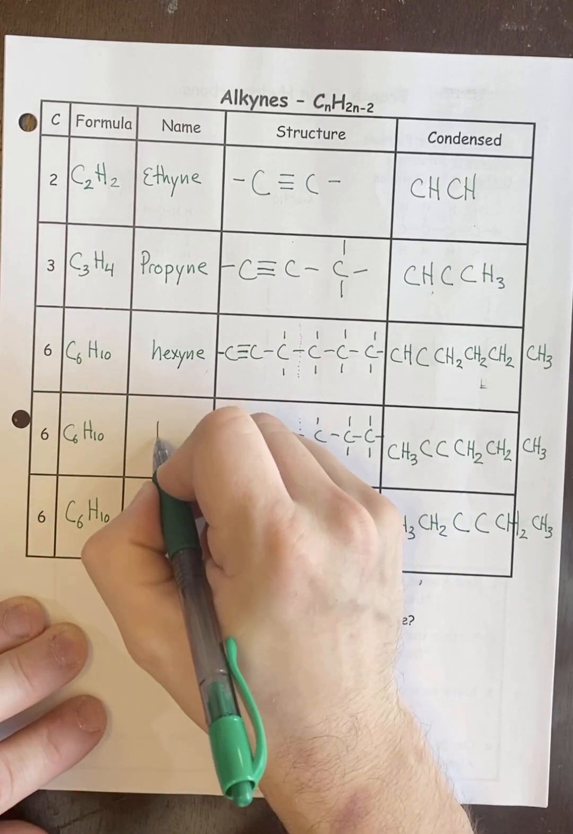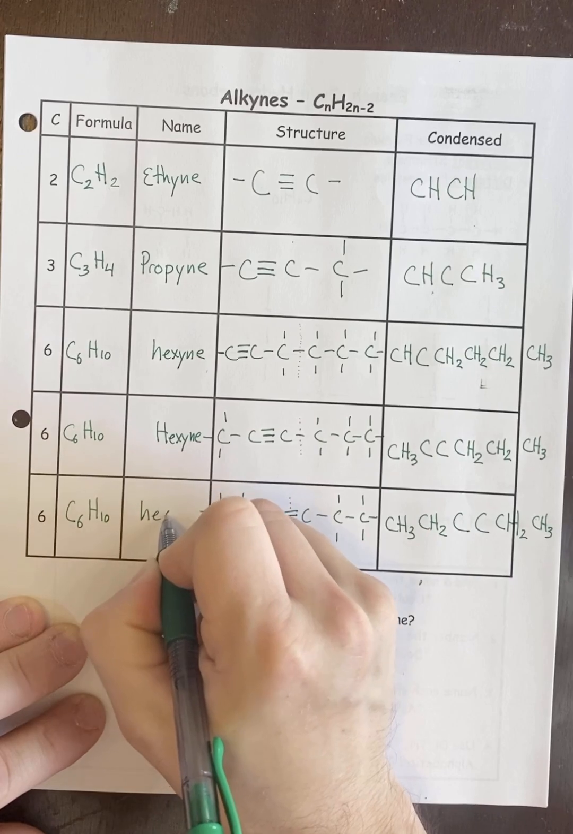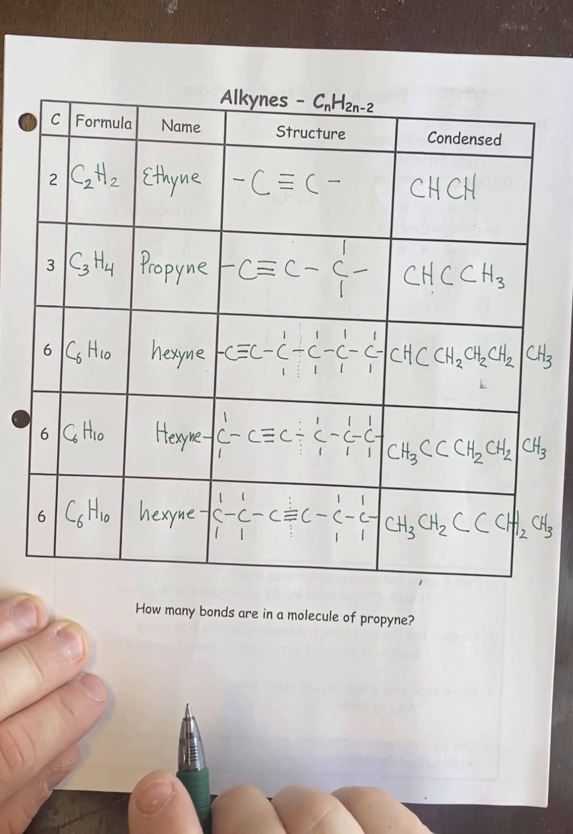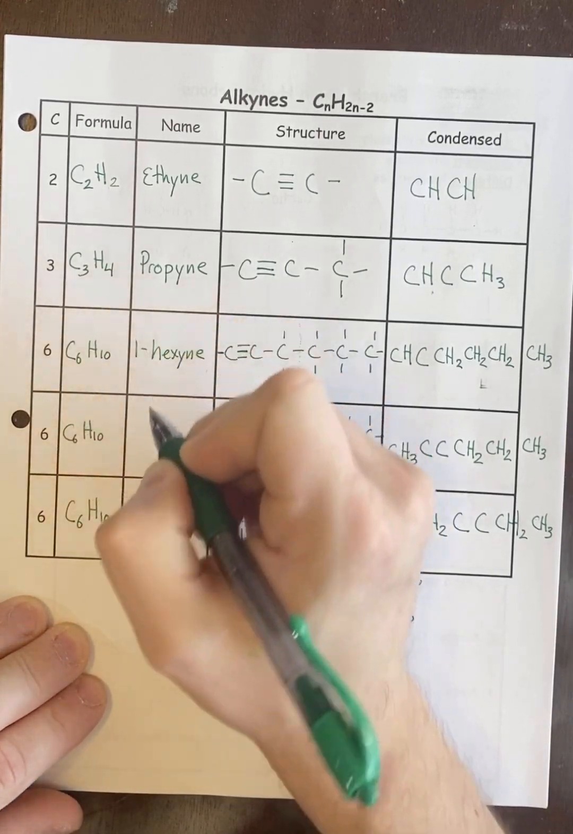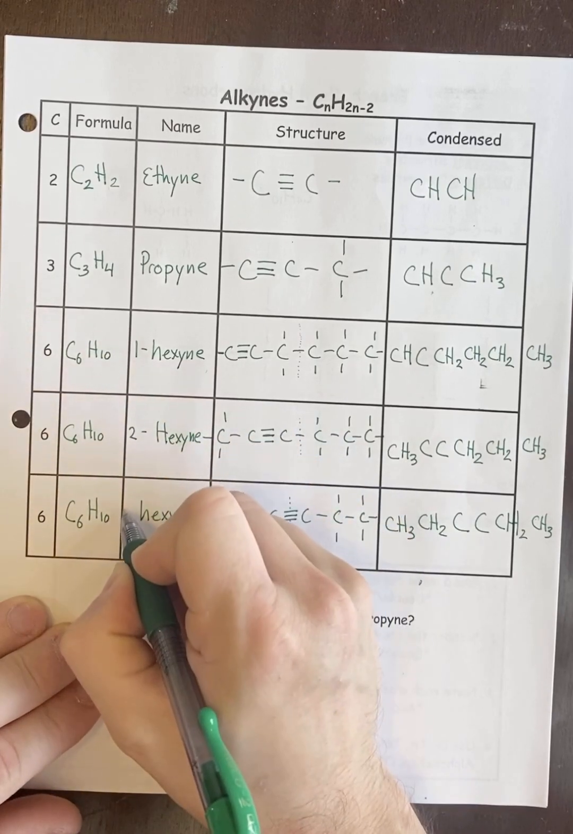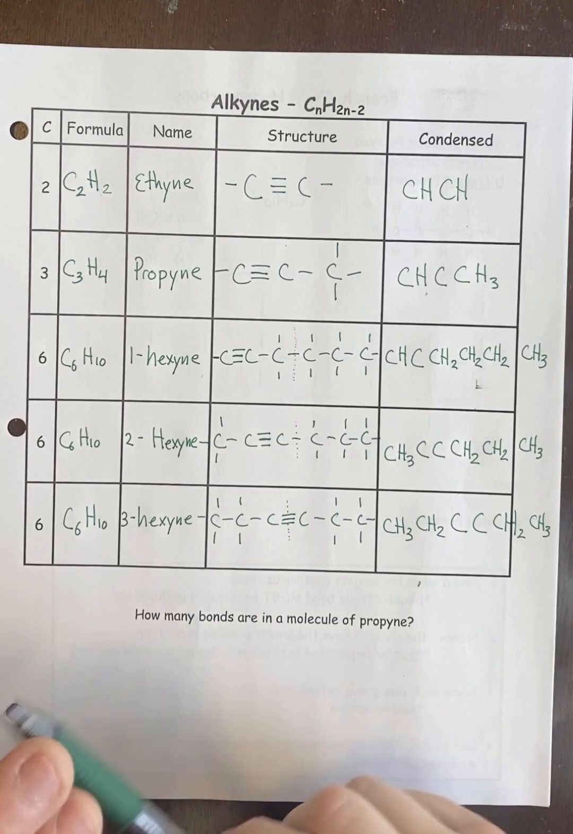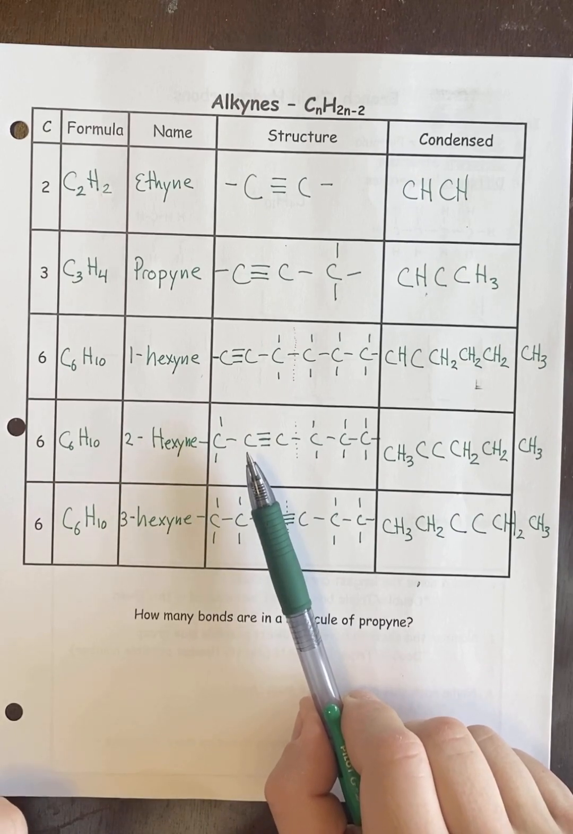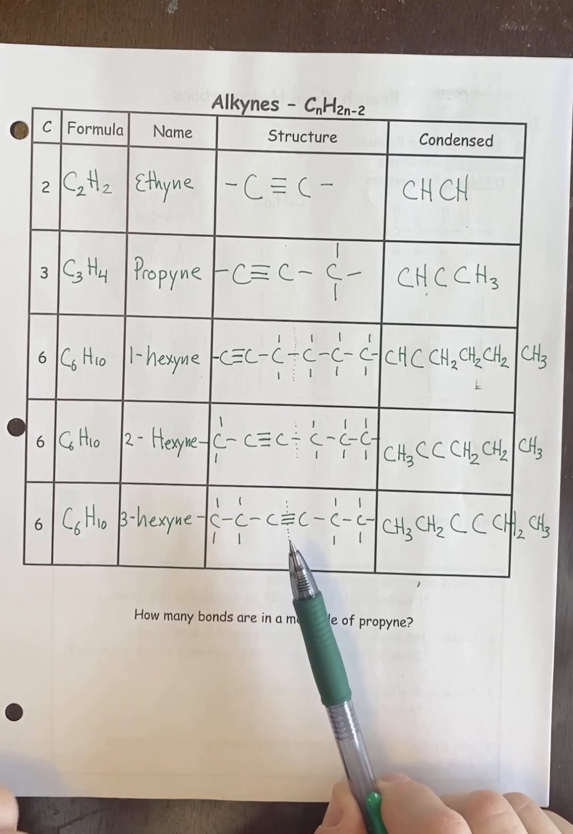And then for the names, these would all be hexyne. But they're going to need numbers to differentiate between them. So this would be 1-hexyne, 2-hexyne, 3-hexyne. One of the things that hopefully will make this a little bit easier to understand is if you look at 1 and 2, those are polar molecules, because if you draw your symmetry, they're asymmetrical. When you get to 3, it's nonpolar, because it's symmetrical.